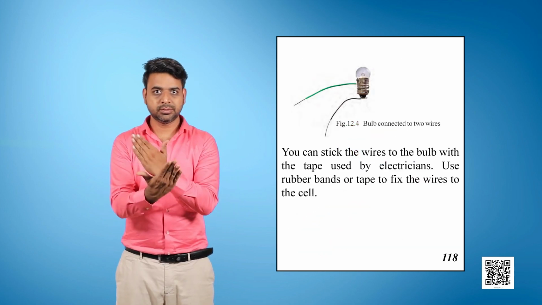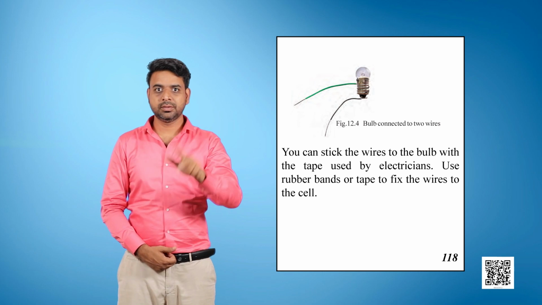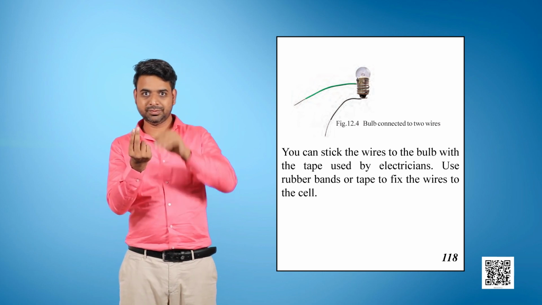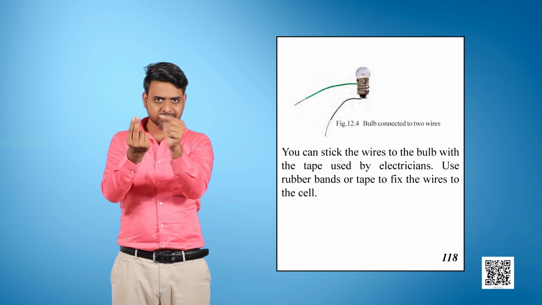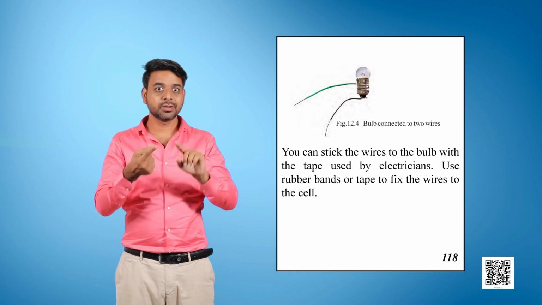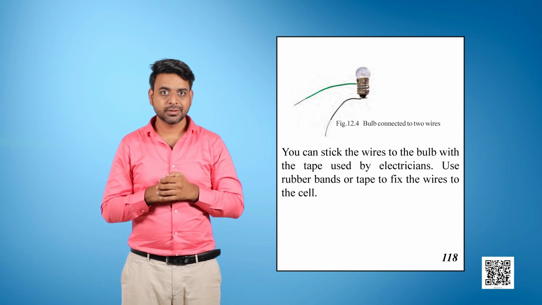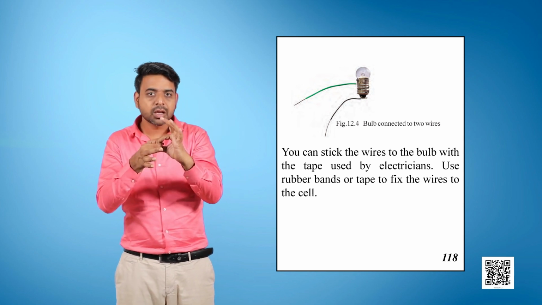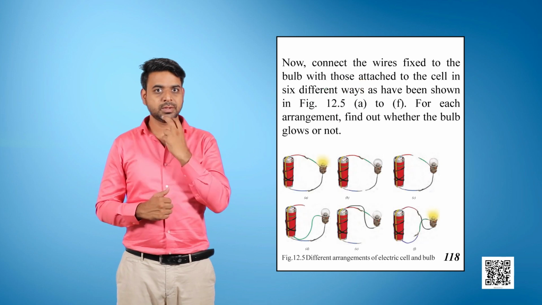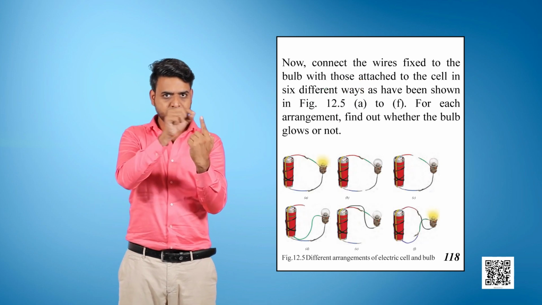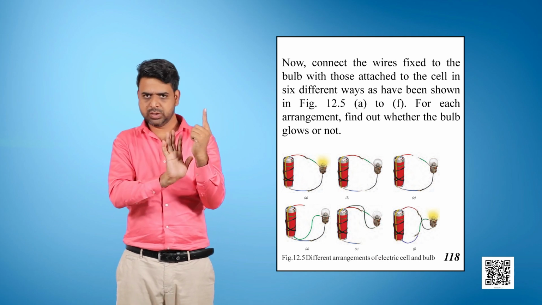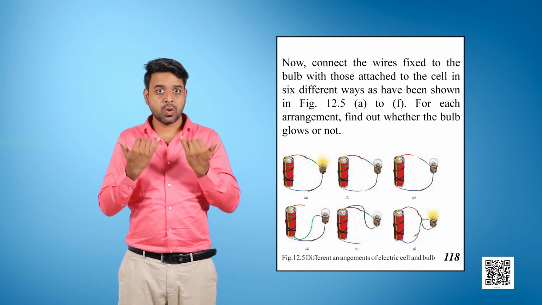Page 118. You can stick the wires to the bulb with the tape used by electricians. Use rubber bands or tape to fix the wires to the cell. Now, connect the wires fixed to the bulb with those attached to the cell in 6 different ways.